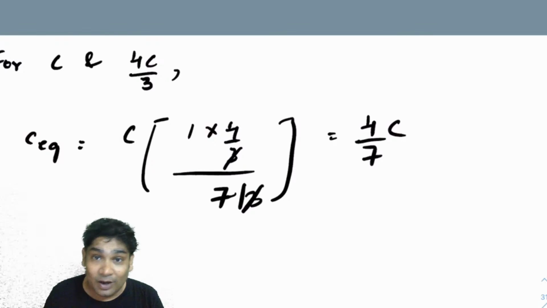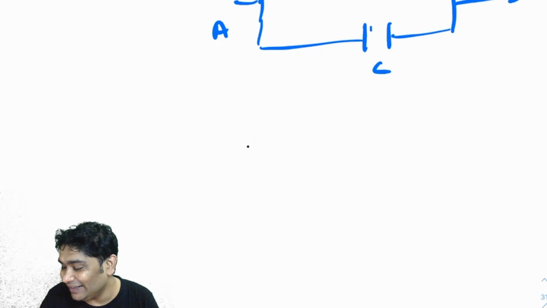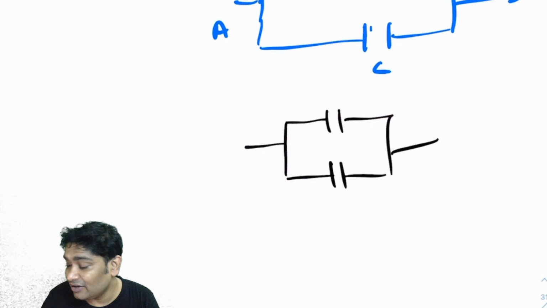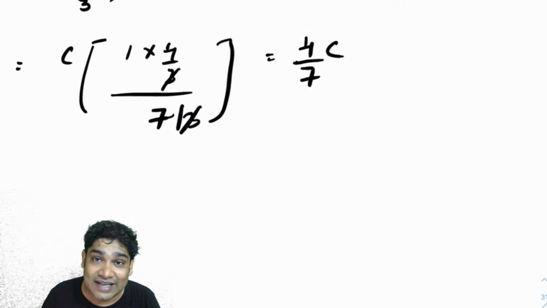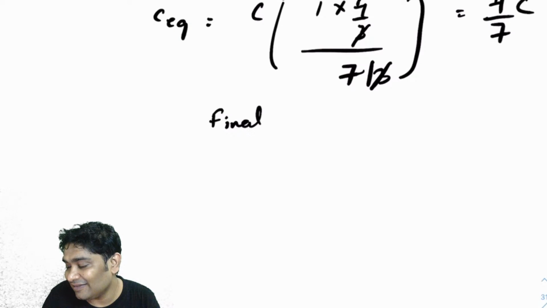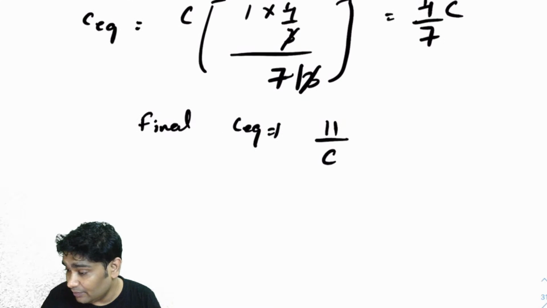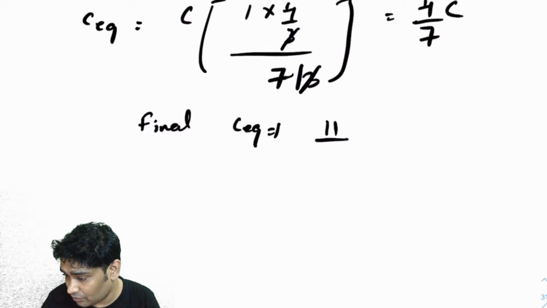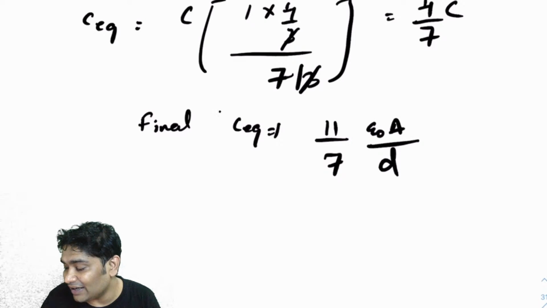Alright. Now it is very simple. It is 4 by 7C plus C in parallel. Okay, so yes, Mahendra had given the correct answer. Alright, so this is A, this is B, this is 4 by 7C, this is C. Obviously C equivalent would be the sum of these two, which is 11 by 7. So final C equivalent equals 11 by 7C, and C was epsilon naught A over D. So yes, that is your correct answer.